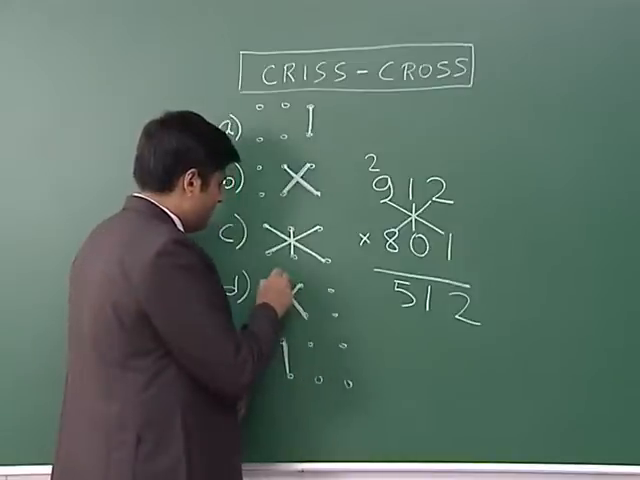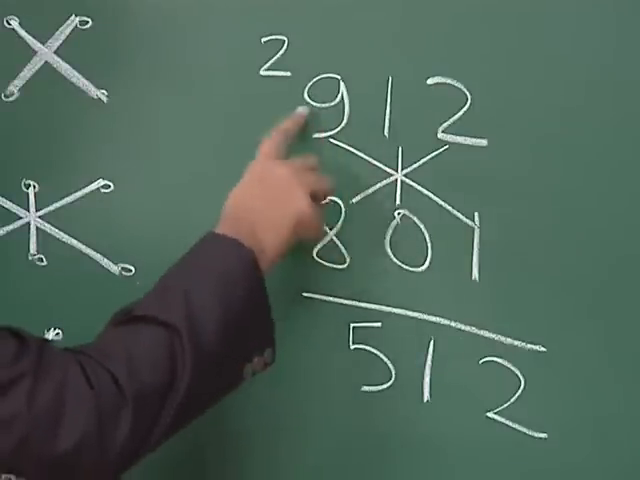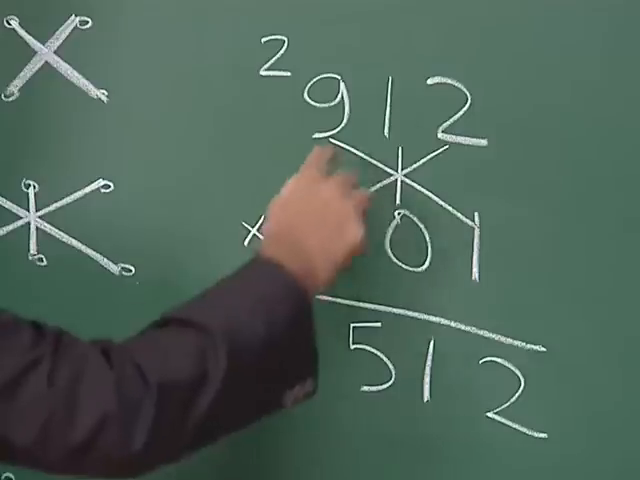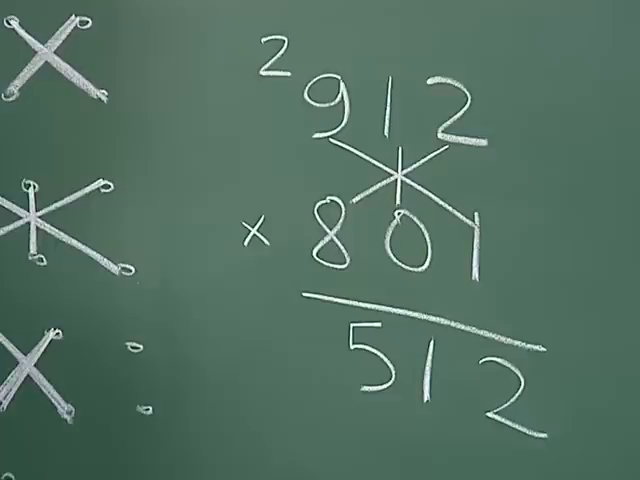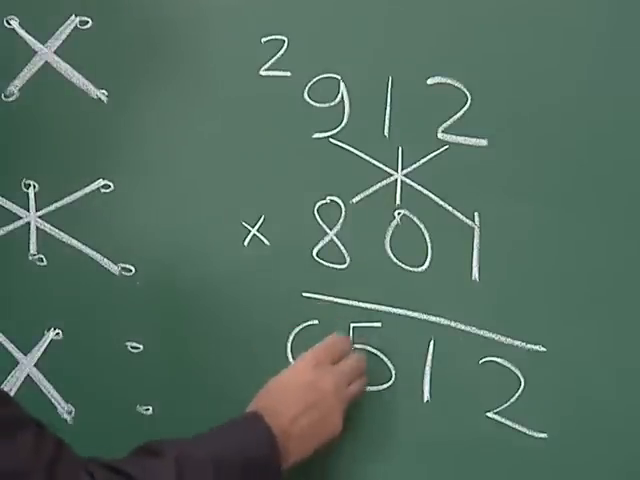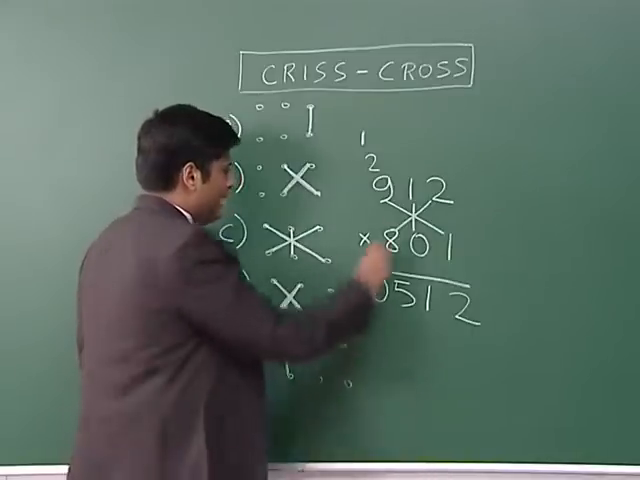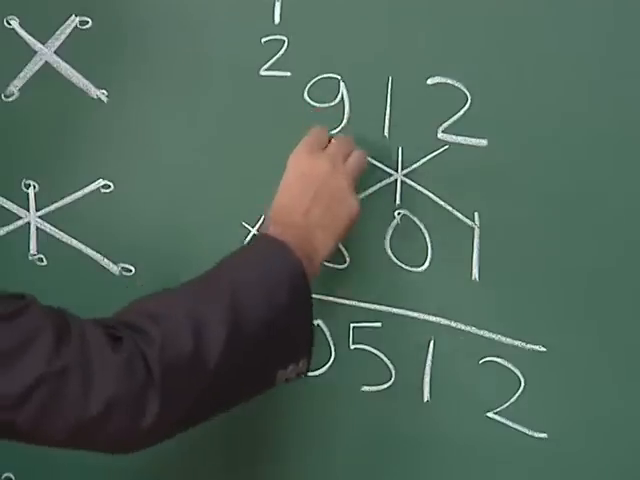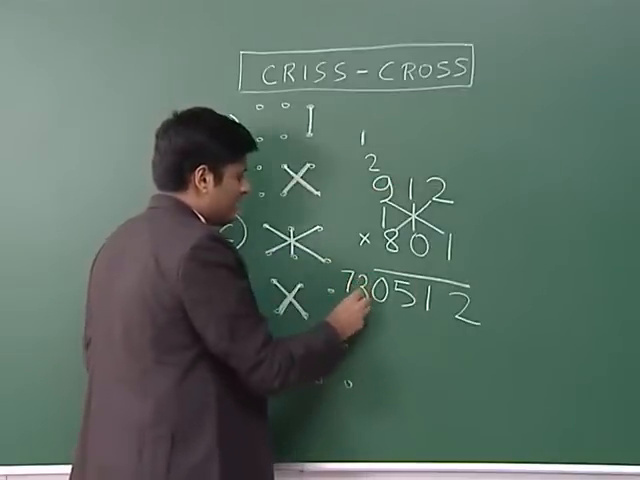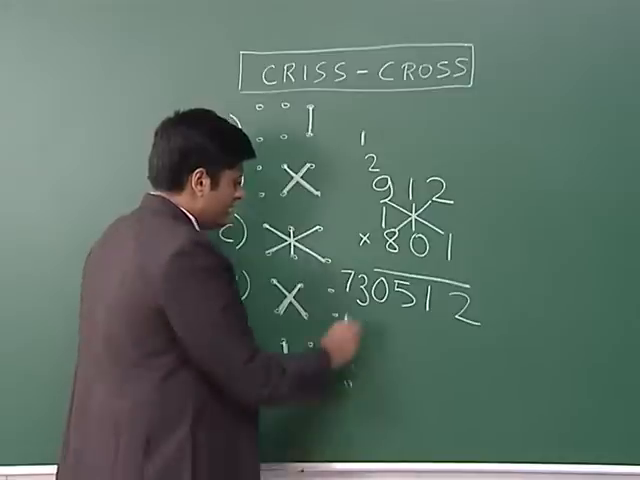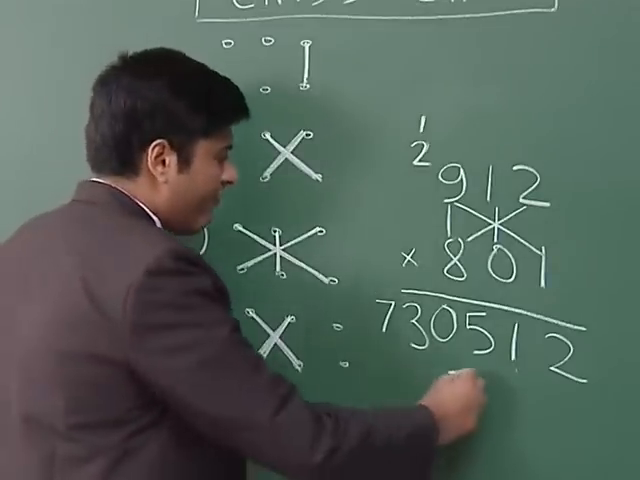Step D says multiply this and this. So 9 times 0 is 0. 8 times 1 is 8. 8 plus 0 is 8 and 2 carried over gives me 10. I write 0 and carry over 1. My last step says multiply these two numbers. 9 times 8 is 72 and this 1 carried over will give me 73. My final answer, as you can see, is 730512, which you can see I got in only one line.